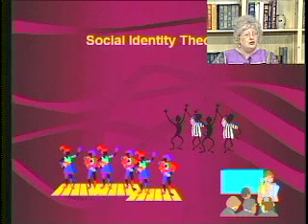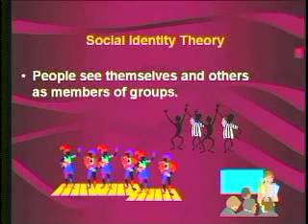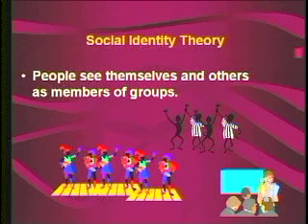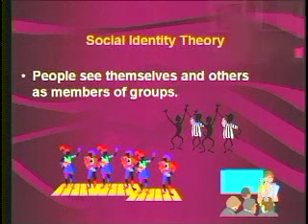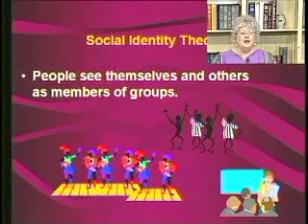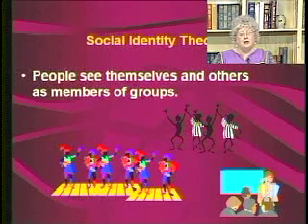Now you have one little short theory in your workbook. It's just called social identity theory, that says people see themselves and others as members of groups. Okay, and that's the premise. It has the status of a law because we do, in fact, do that. And we'll see the application of that more when we finish the interpersonal unit and move into group theory.